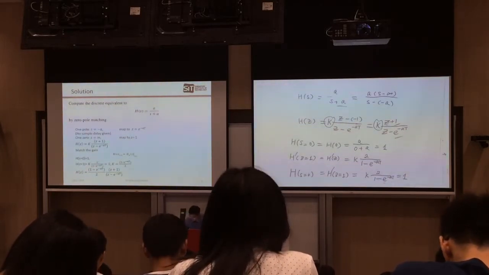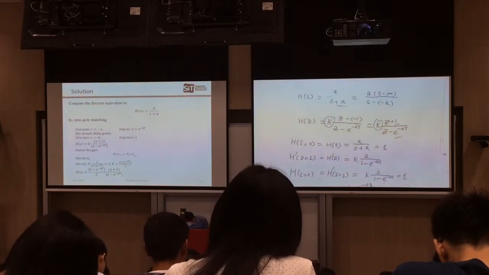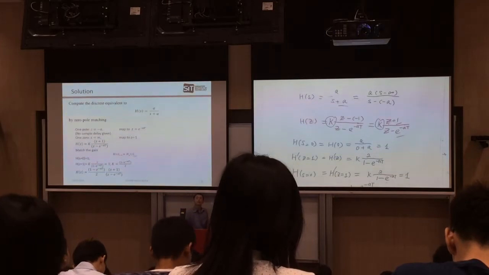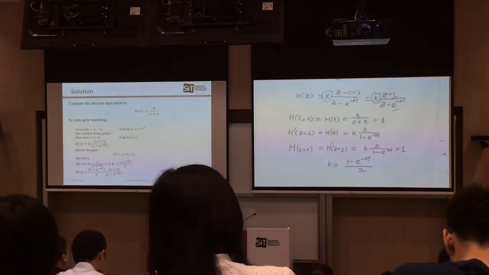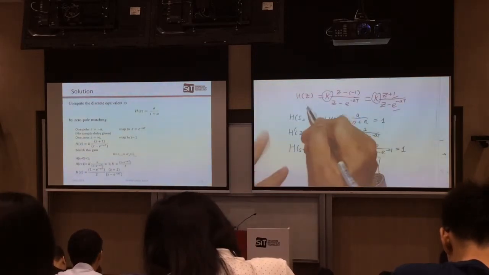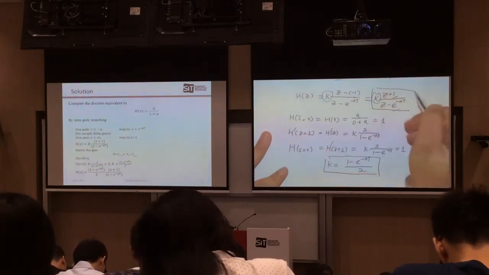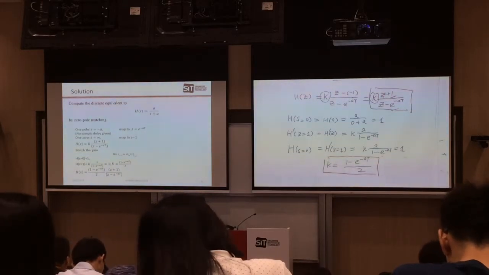So how much is your k? How much is your k? 1 minus e to the power of minus aT divided by 2, right? This one multiplied with this one, right? So after I find out the k already, I know the H(z) is this one. Are you able to find out the equivalence function?